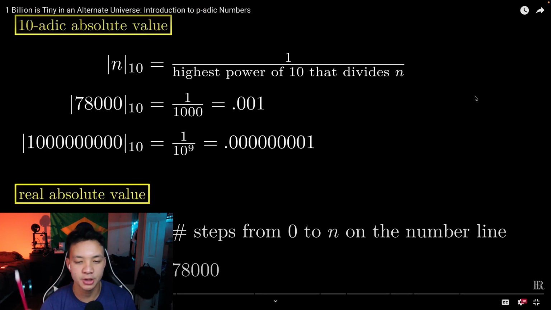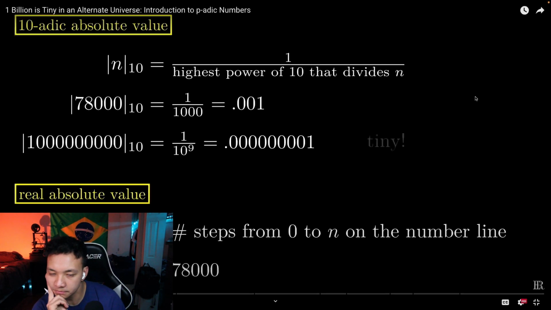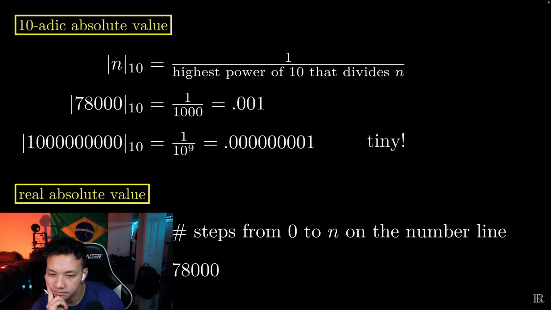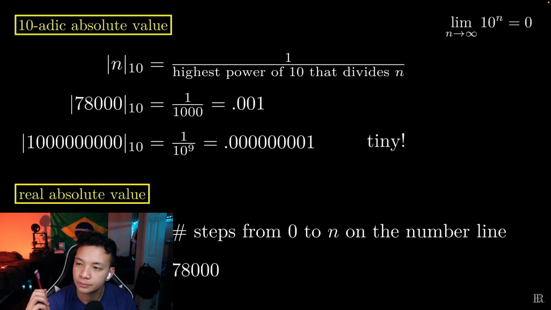I guess this makes sense too, because by dividing by the largest power of 10, look at 78,000. 78,000 is divisible by 1,000 because that's how many zeros there are. And like that analogy before, the more zeros, the closer you are to 0. I find it more intuitive that way. Just thought I'd say. So according to the 10-adic absolute value, 1 billion is a tiny number. And as you take larger powers of 10, you get even closer to 0.